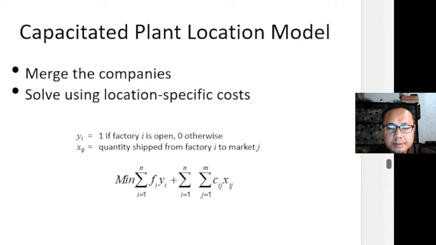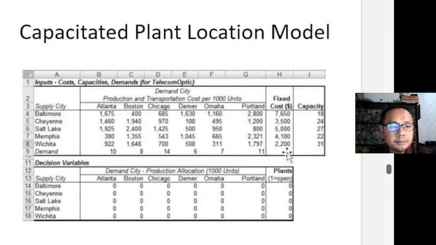Okay, the management executives at both companies, company A and company B, have decided to merge the two companies into a single entity. For example, here, Telecom One and Hi-Optic become Telecom Optic as a merger. Management believes that significant benefit will result if the two networks are merged appropriately.